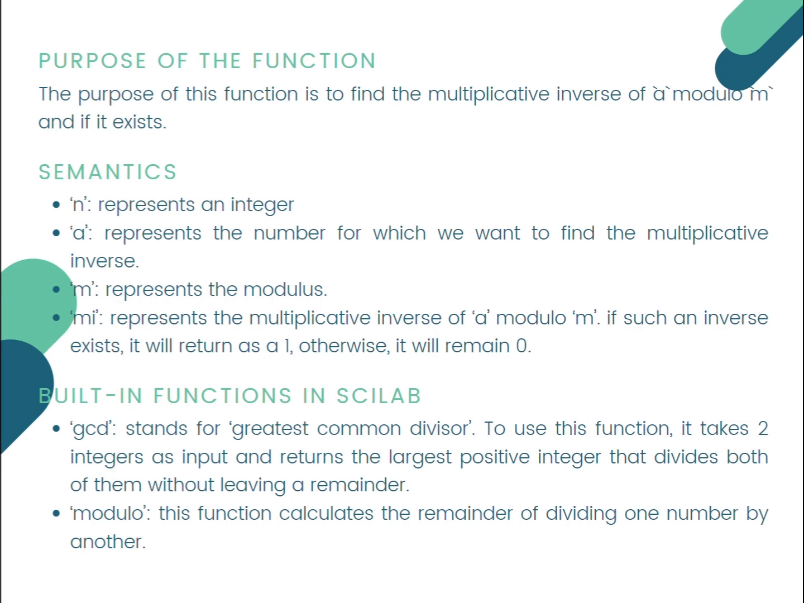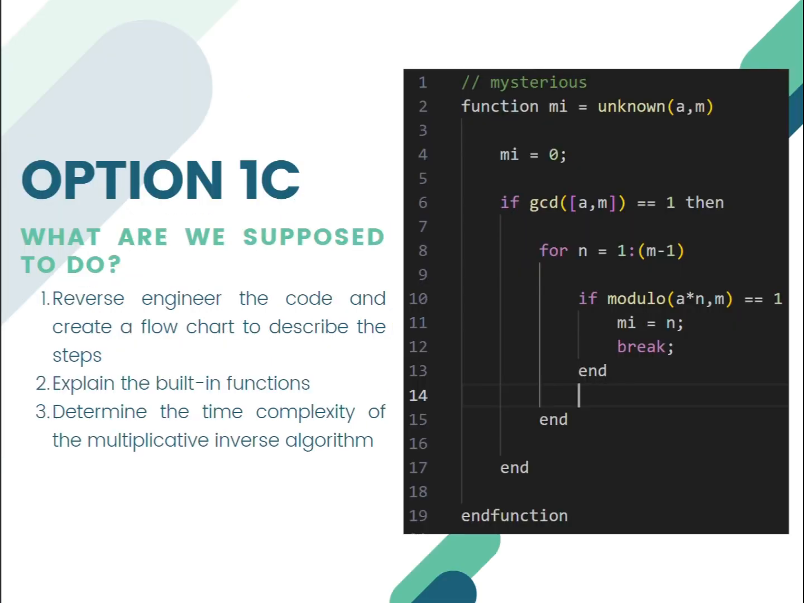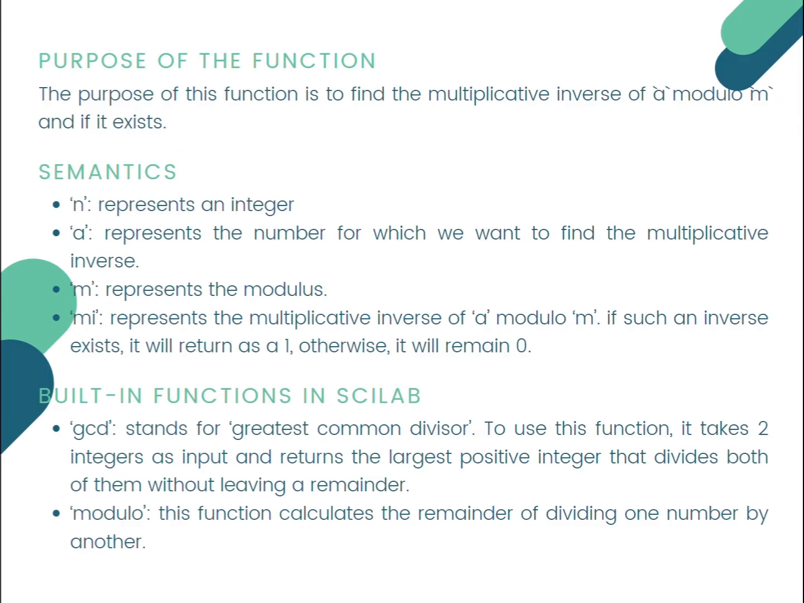The built-in functions in Scilab that we have used in this code are GCD, which stands for greatest common divisor, and it takes two integers as input and returns the largest positive integer that divides both of them without leaving a remainder. And the other is modulo, which calculates by dividing one number by the other and then taking the remainder.